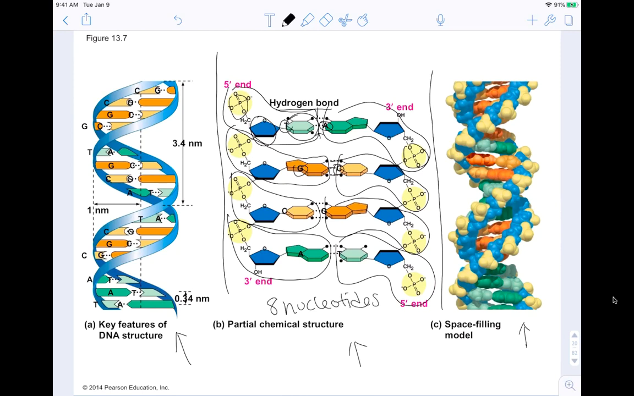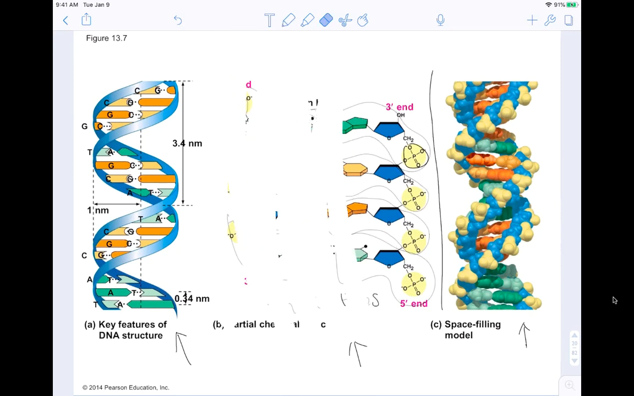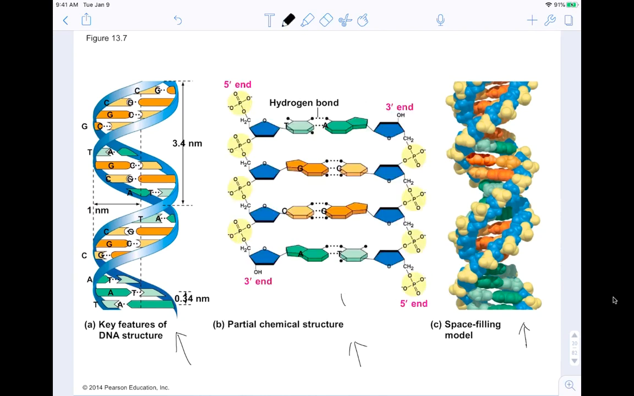Okay, but also notice, I'm just going to erase some of this stuff so it's actually easier to talk about. Notice that we have a 5' end here, and we have a 3' end here. And on the other side, we have a 3' and a 5'. That's what that little dash means. So DNA runs in an anti-parallel direction. So you can say that the directionality of DNA is considered anti-parallel because they run in opposite directions. Like one strand is upside down.